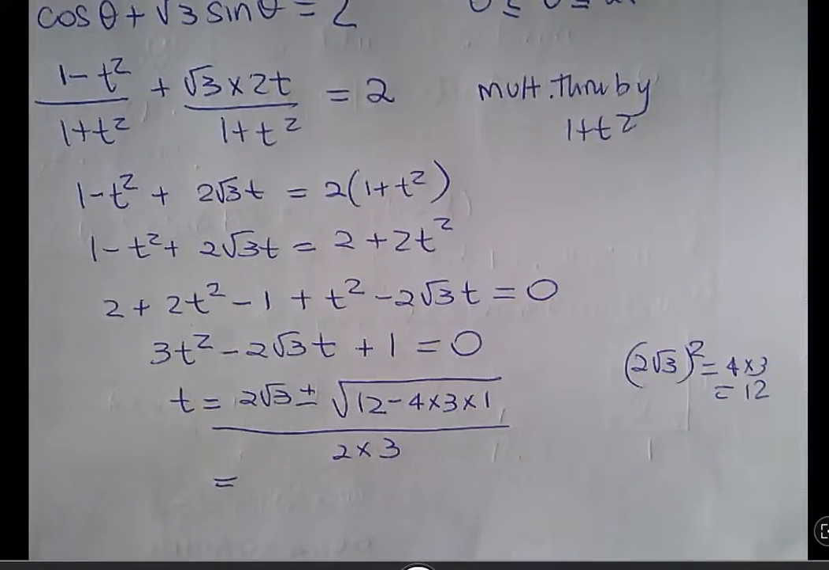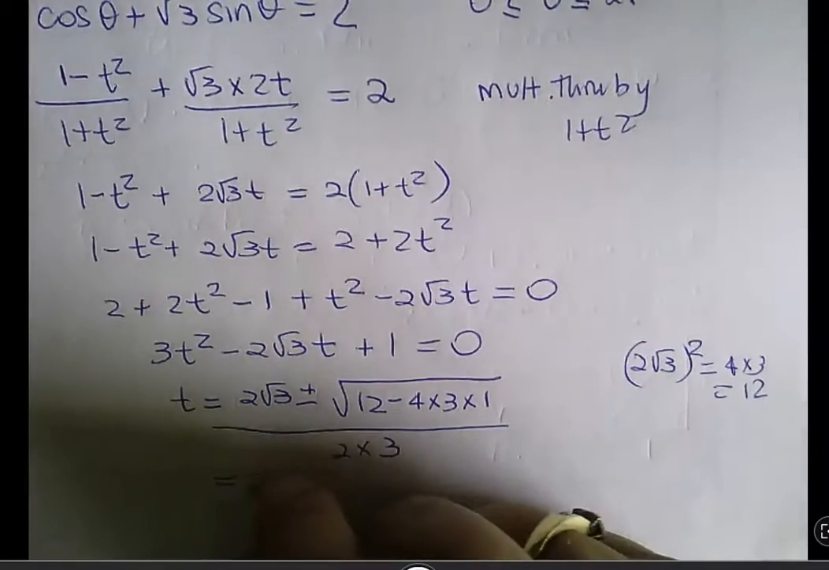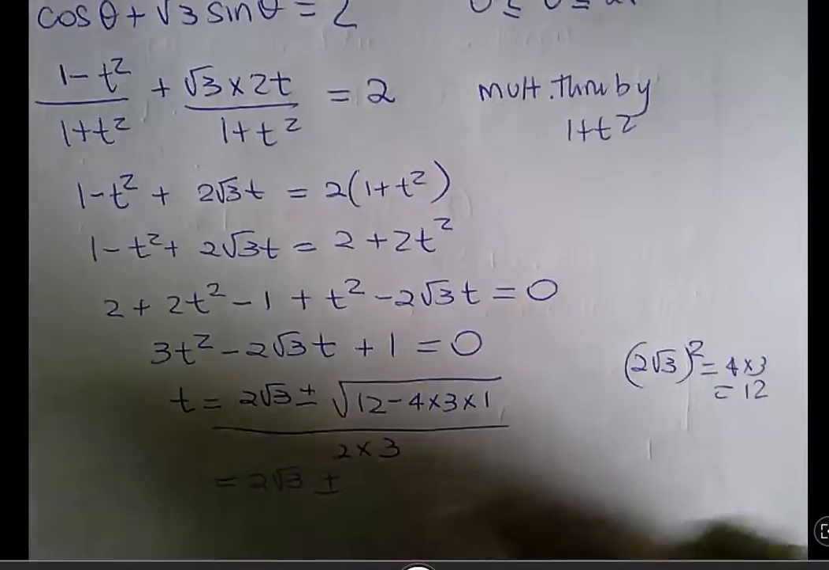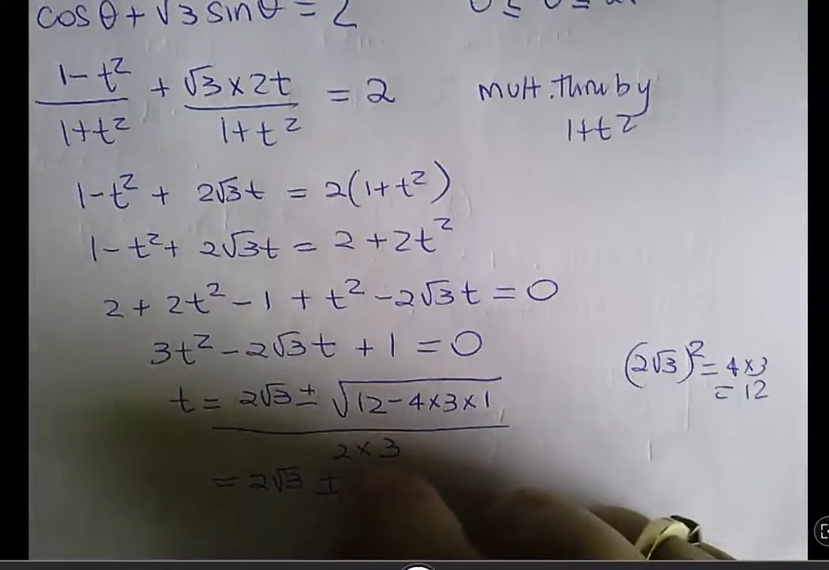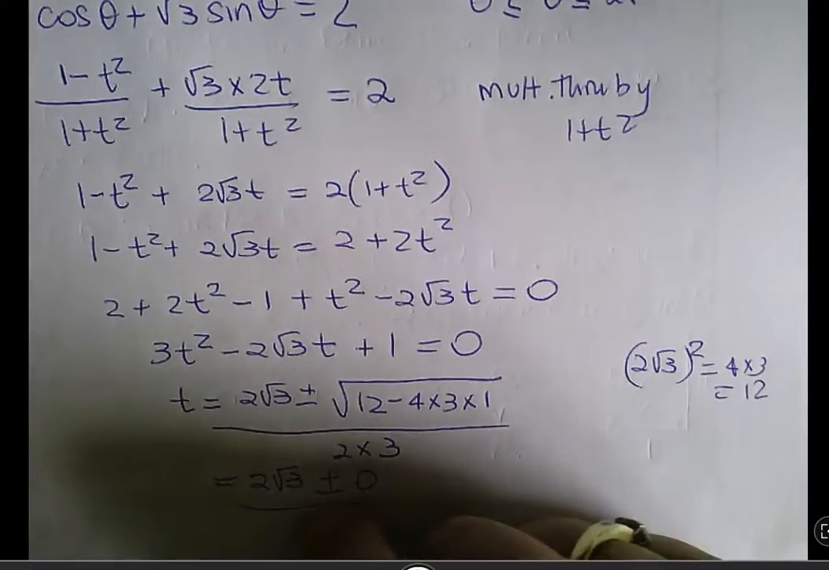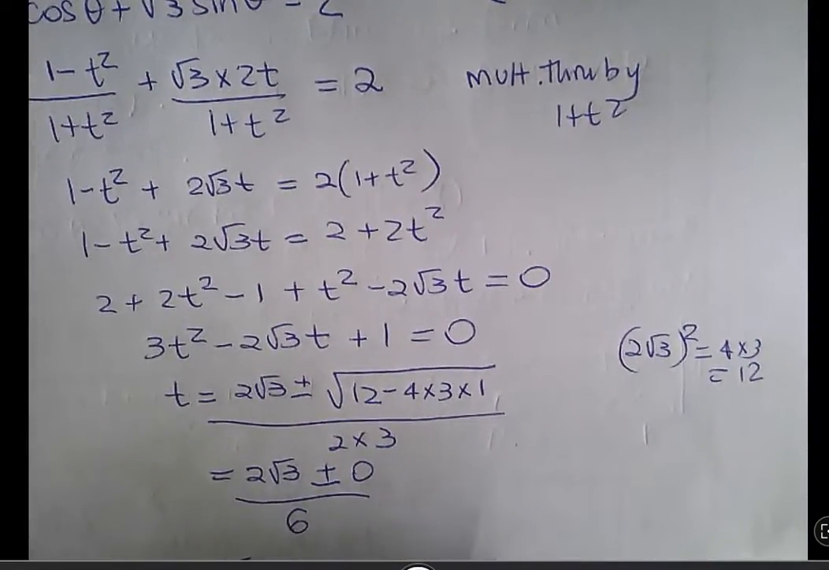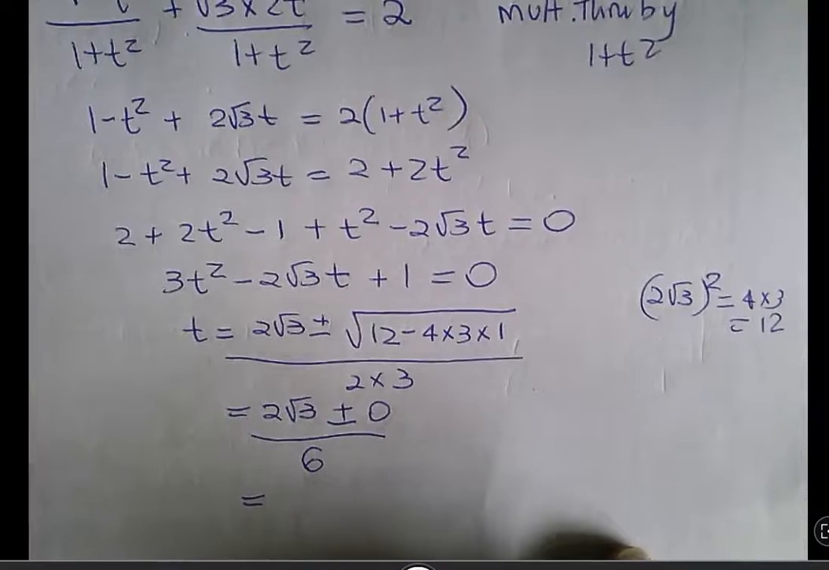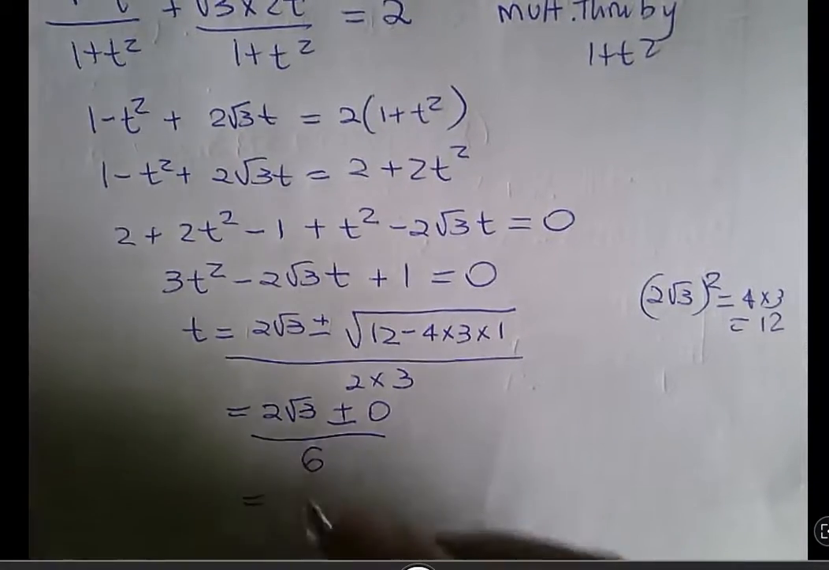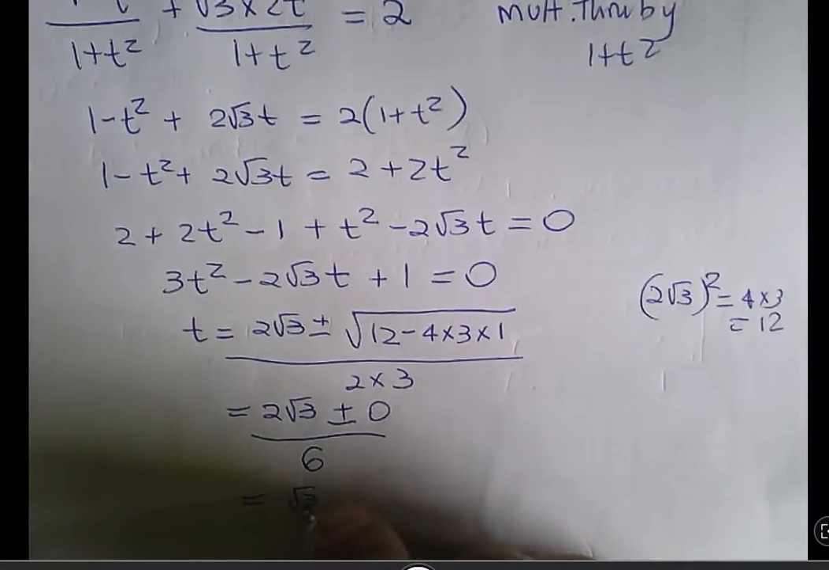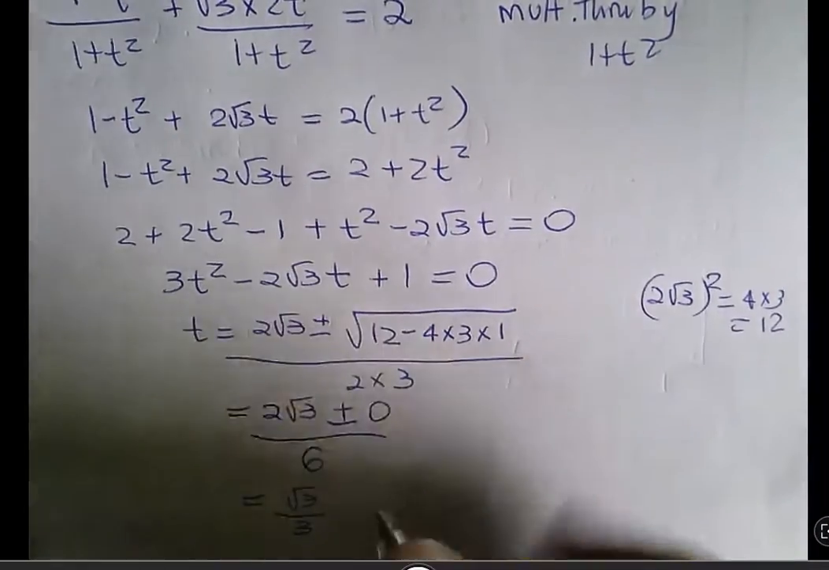What am I getting under the square root sign? And why do you think that is? Based on the fact that we've just done the question, it's only got one root. You're only going to have one answer. So it's 2 root 3 plus or minus 0. Of course, I didn't even need that, but that's okay. What have I got there? Root 3 on 3. And tell me what that is.